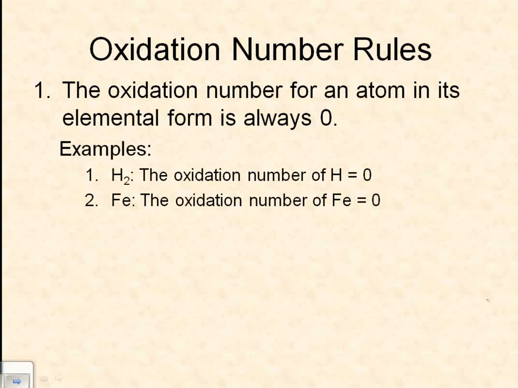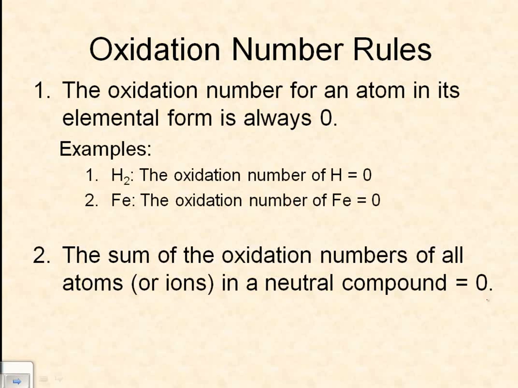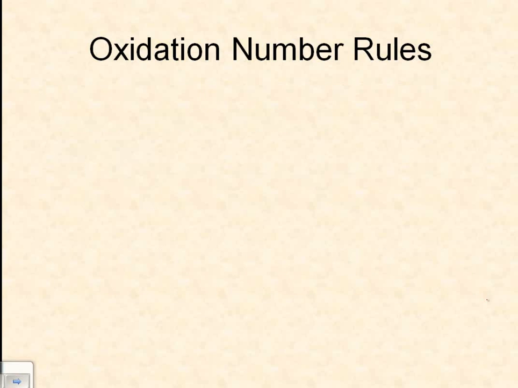And we know that, right? We know that any element, when it's by itself, is neutral. And so this applies. It's just the same thing. So in this case, it's just like the charge. Whether it's a diatomic element or a non-diatomic element, its oxidation number will be 0, and that's its charge. The sum of the oxidation numbers for all atoms or ions in a neutral compound is also 0, just like the charge on any compound is 0.